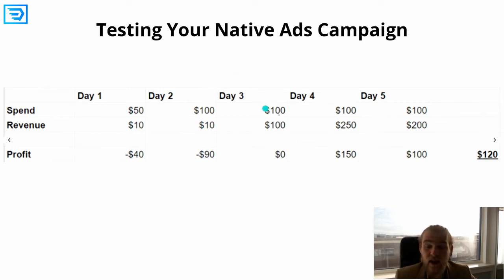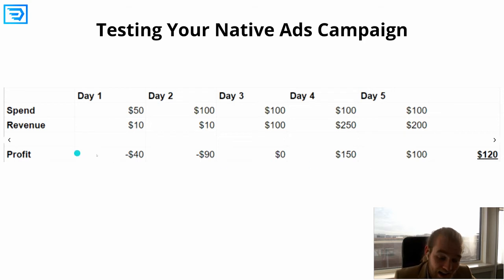So once again, day 3, we spend our daily budget again, $100, but now we have a revenue of $100 as well. So a break-even point. And that's a very significant and important point in the campaign, the break-even point, because from here, we will turn it around with our optimizing and obviously our testing. So then we go into day 4, we still spend $100 a day, but now we make $250 in revenue and have a profit of $150. And day 5, 100 spent, 200 revenue, $100 profit.